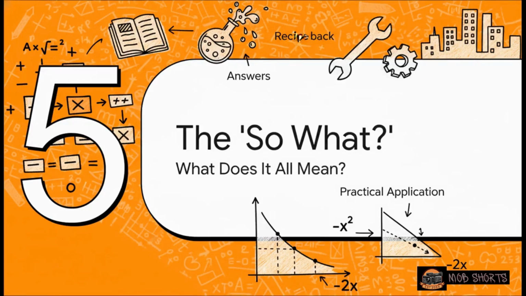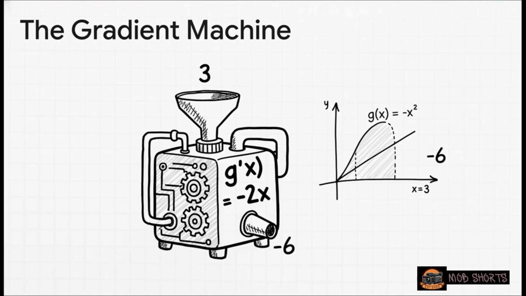Okay, deep breath. We've wrestled with all this algebra, we've followed the recipe, and we've got these answers. But so what? What does it actually mean when we say the derivative of minus x squared is minus 2x? Let's connect all the dots. This, right here, is the whole point. Our derivative, g prime of x equals minus 2x, is now a gradient machine for our original curve.